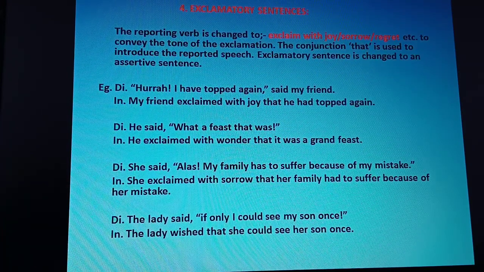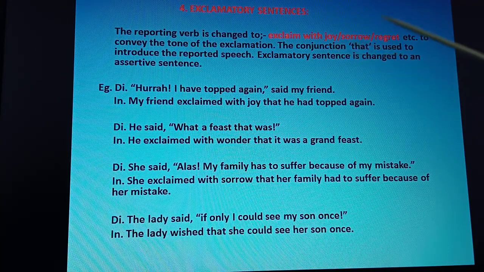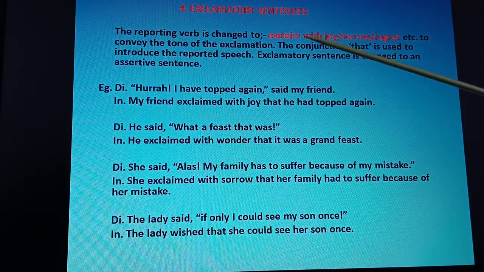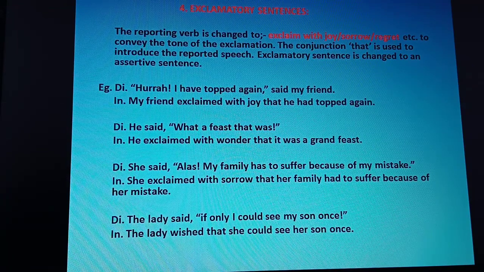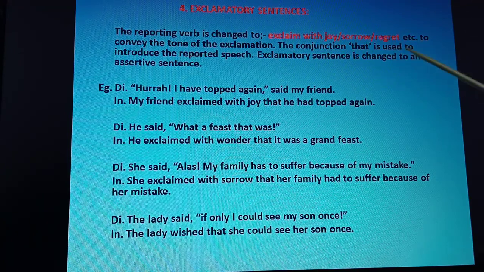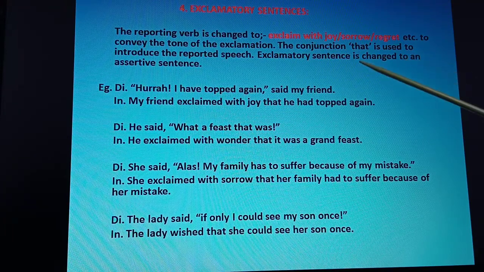The fourth is exclamatory sentences. You see, the reporting verb is changed, that means "said" will change into "exclaimed with joy", "exclaimed with sorrow", "exclaimed with regret", to convey the tone of the exclamation. When do we use an exclamatory sentence? When we are surprised, when unexpected things happen, we use exclamatory sentences, okay. The conjunction "that" is used here, okay, remember again, "that" is used to introduce the reported speech.